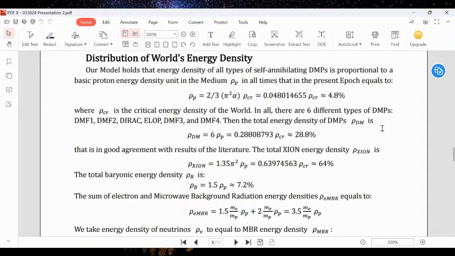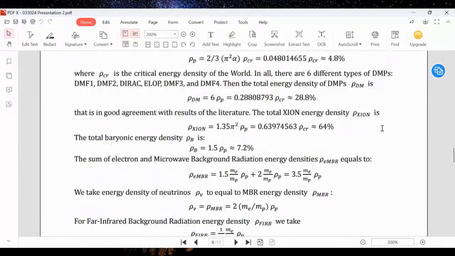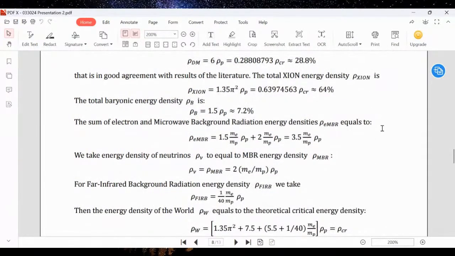In all, there are 6 different types of dark matter particles. Then the total energy density of dark matter particles is 28.8%. That is in good agreement with results of the literature. The total Xion energy density is about 64%. The total baryonic energy density is about 7.2%.